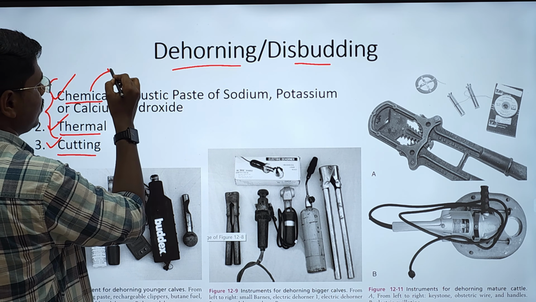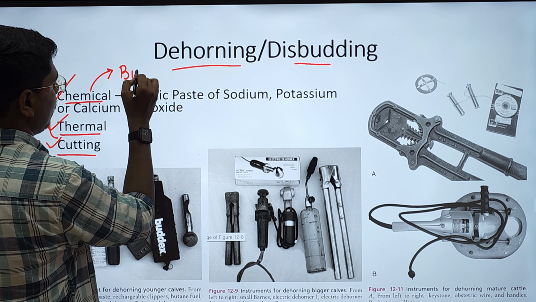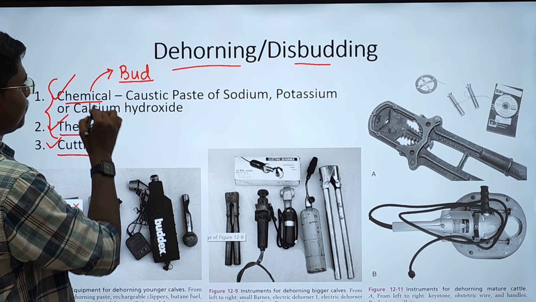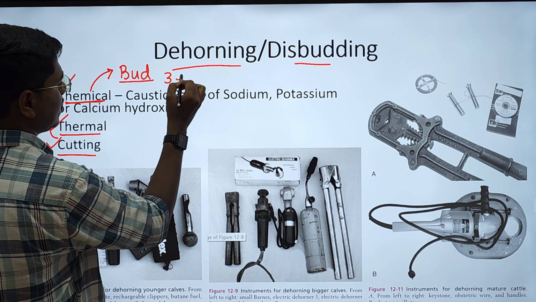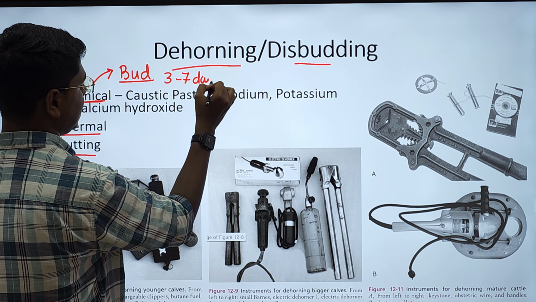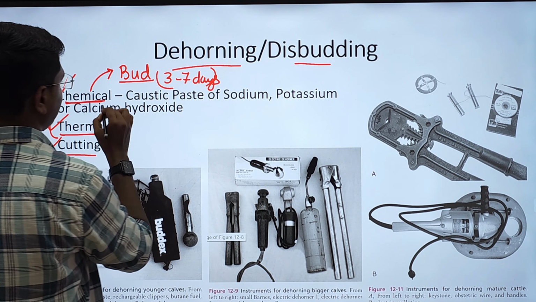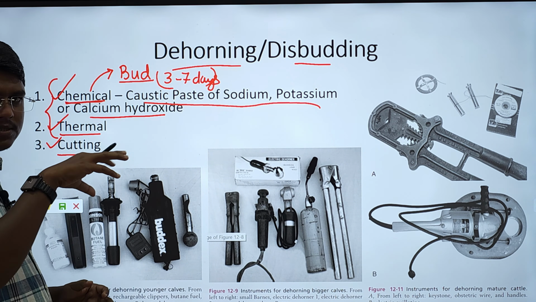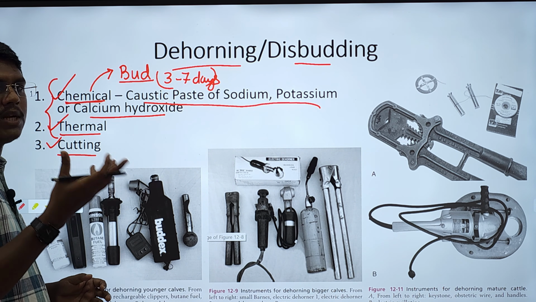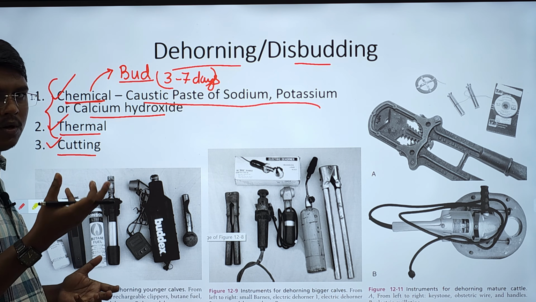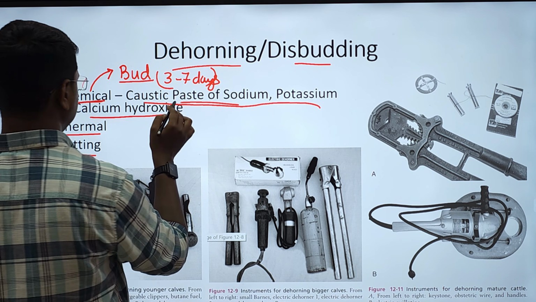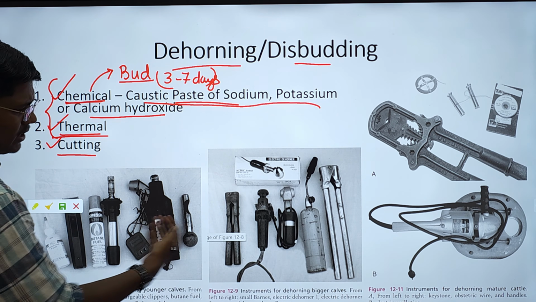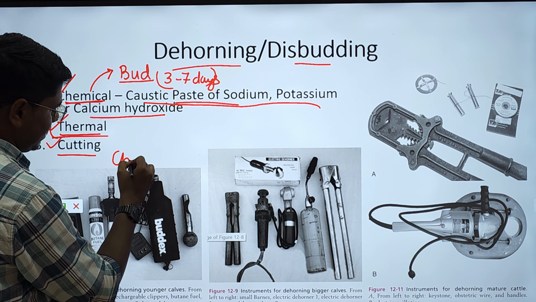Chemical methods are basically used when there is a horn bud, which will appear within 3 to 7 days of birth. In that period this method can be used. Caustic paste of sodium, potassium and calcium hydroxide is applied to the horn bud so that the bud dies and it will not grow. This is the chemical method. There is a thermal method where heat is applied. These are the instruments. This one is for the chemical method.